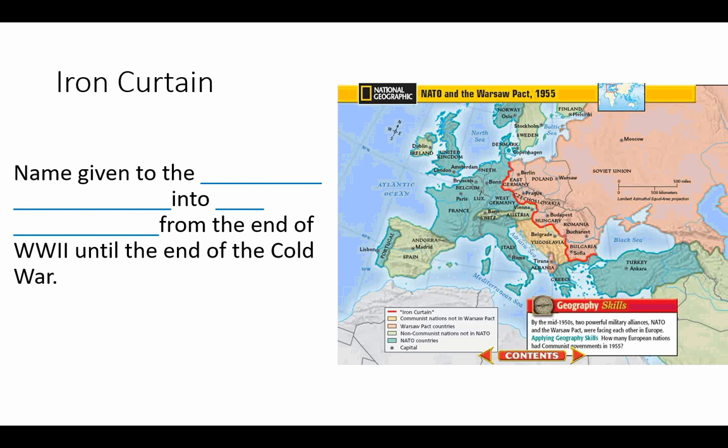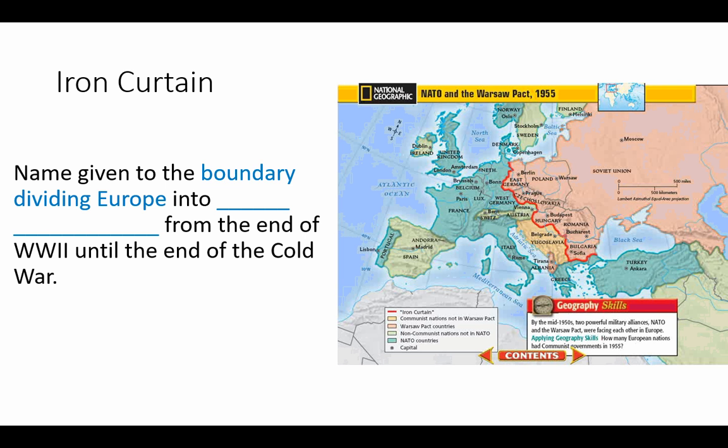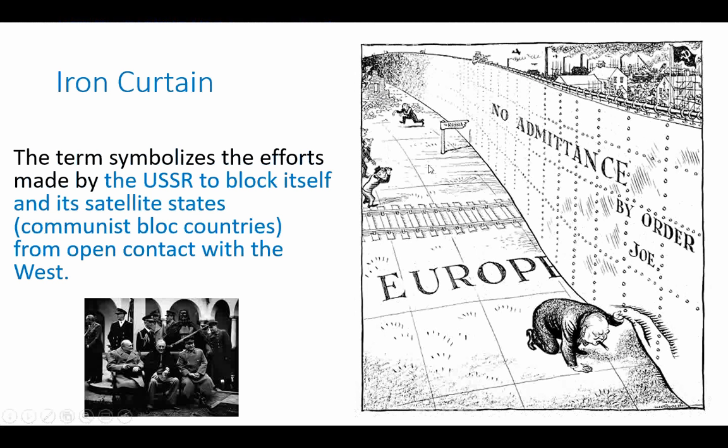What's he talking about? Well, this was the name given to the boundary that was dividing Europe into two separate areas from the end of World War II until the end of the Cold War. So you see this red line, right? In some cases, this red line continues up here into Northern Europe as well. And this is a line that's dividing Western Europe and Eastern Europe, between the countries that are allied with the USSR and the countries that are allied with the United States. It's this Iron Curtain, right?